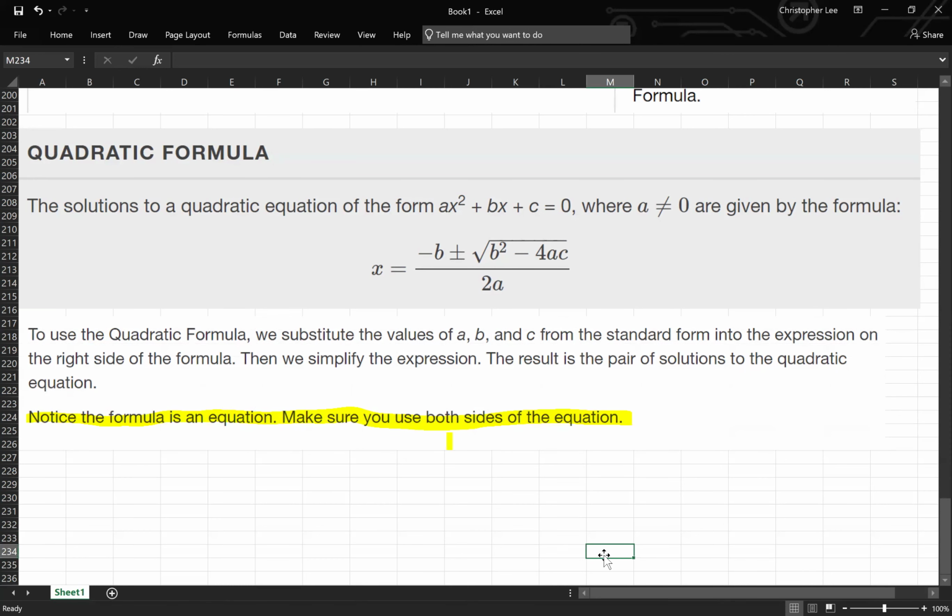To use the quadratic formula, we substitute the values in for a, b, and c from the standard form into the expression on the right side of the formula. Then we simplify the expression. The result is the pair of solutions to the quadratic equation. Notice that the formula is an equation. Make sure that you use both sides of the equation.